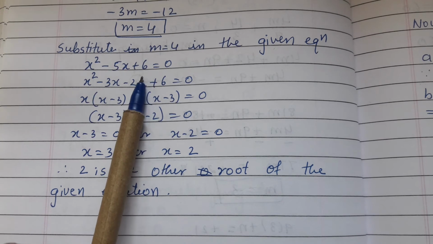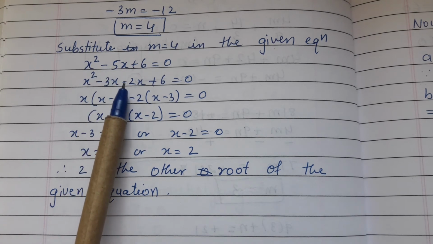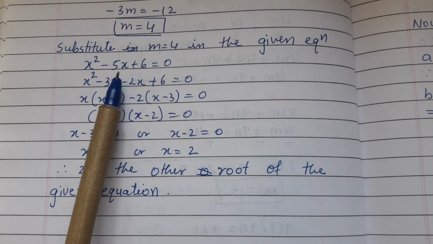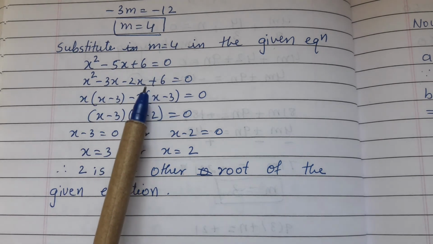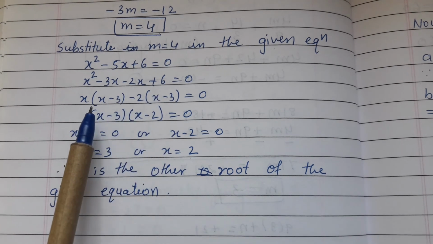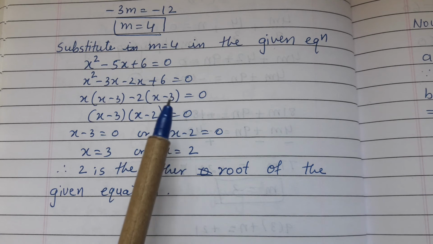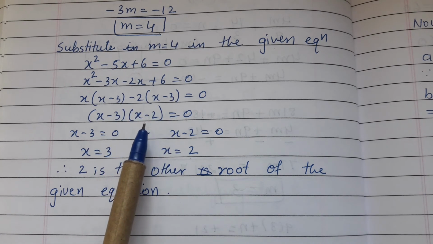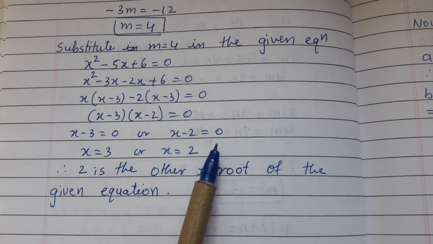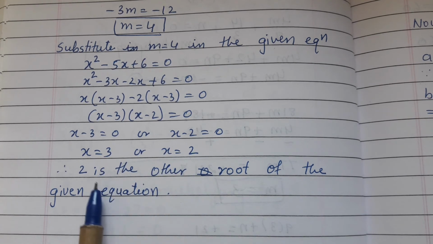In the same way, 6 is what? 3 2s are 6. Minus 3 minus 2, addition will be minus 5, and minus 3 into minus 2, multiplication will be plus 6. So instead of minus 5x we will write minus 3x minus 2x plus 6 is equal to 0. Pair the first two terms and last two terms. In this x is common, we get x minus 3. In this minus 2 is common, x minus 3. In these two terms x minus 3 is common. What is remaining? x minus 2 is equal to 0. So x minus 3 is 0 or x minus 2 is 0. That means x is equal to 3 or x is equal to 2. So the other root of the equation is 2.